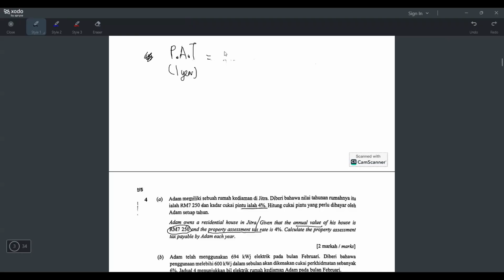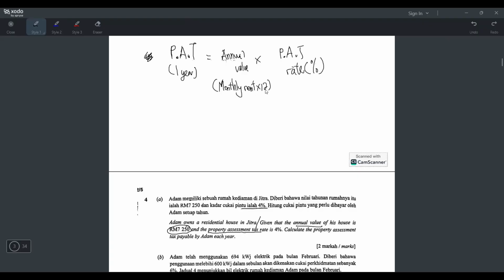Okay, so the formula is like this. You take the annual value times the property assessment tax rate. I'm sure if you watch my videos regularly, you already get bored listening to me talking about this, because I say this so many times in my other videos, because this always comes up and I always repeat myself, right? But it's okay. I'll repeat one more time for you. So one thing I have to tell you is the property assessment tax rate is in percent, right? And then the annual value, not many people know this, is actually the monthly rent times 12, right?